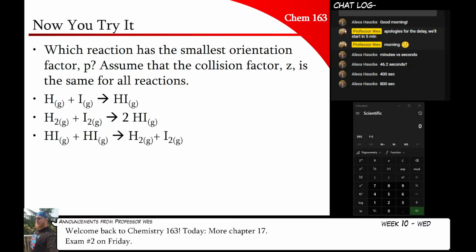Now, as a thought experiment, I'm actually going to have you do this because I need to get more water so my throat doesn't get dry. I want you to tell me which of these reactions you think has the largest orientation factor and which one has the smallest orientation factor. I'm going to number the reactions 1, 2, and 3. I'll be back in like 2 minutes, and then we'll talk about it.